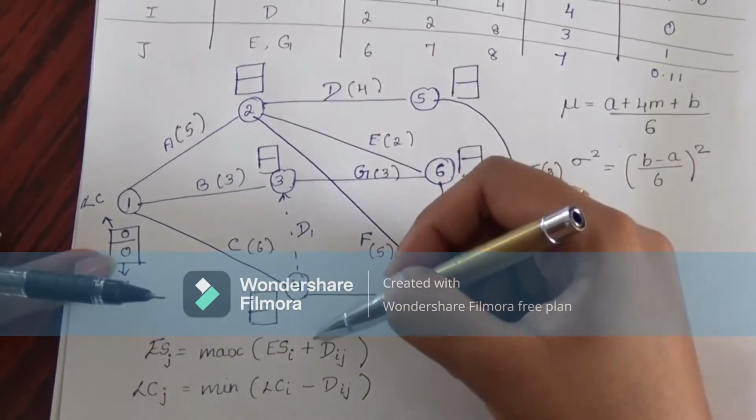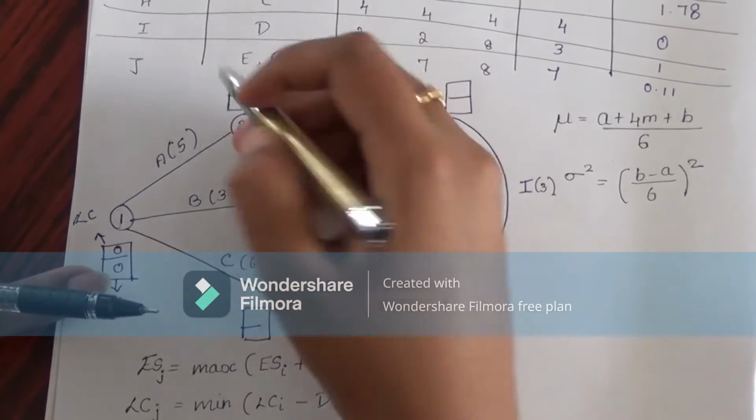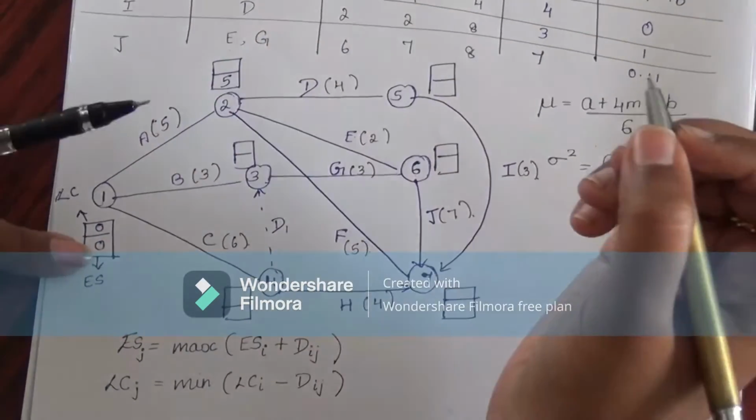the earliest start time of the prior one, which is 0, plus the distance. So this is the distance 5. So 5 plus 0 will be 5.